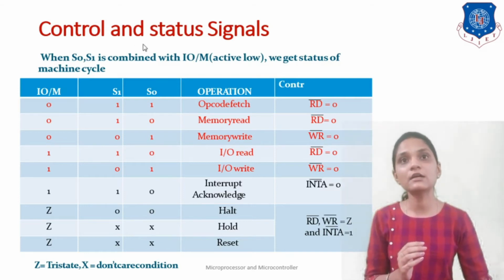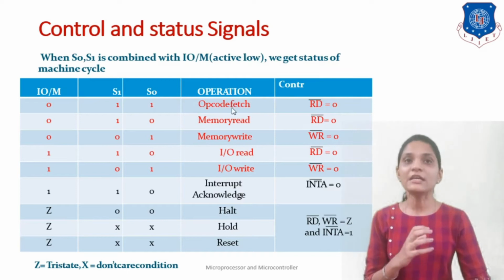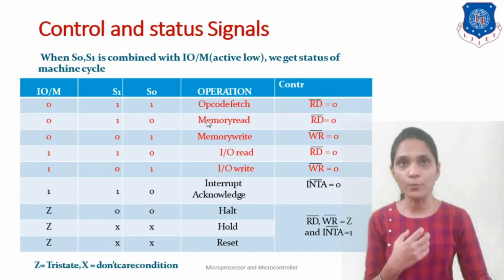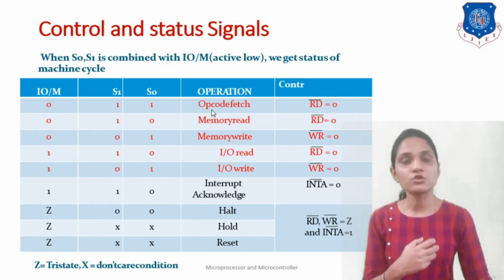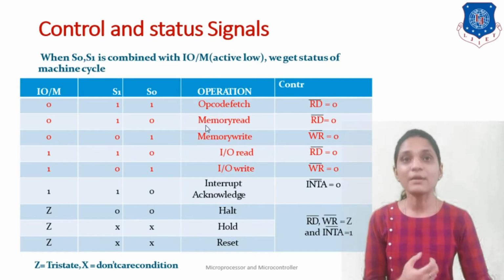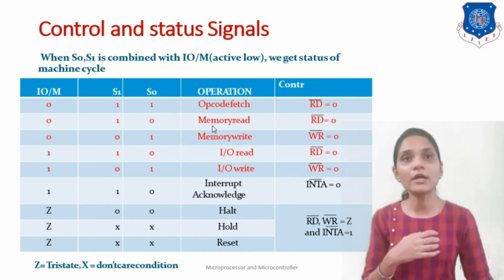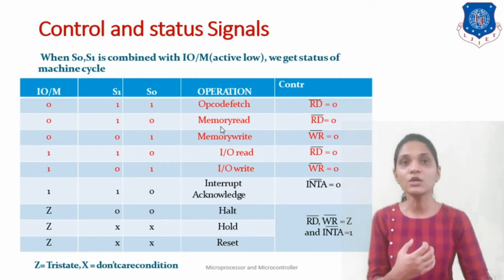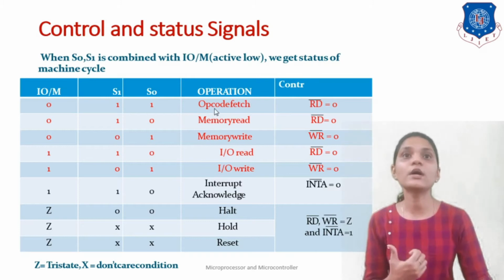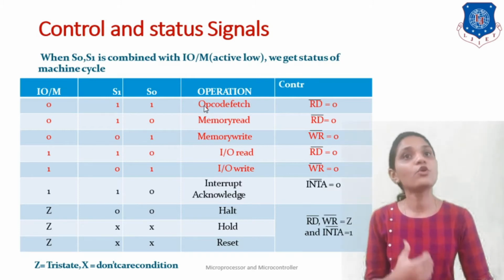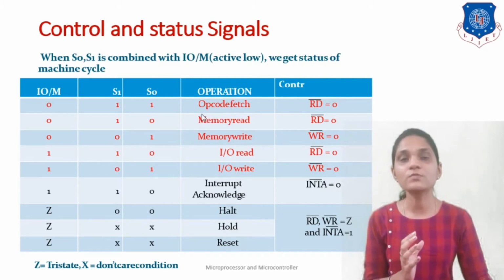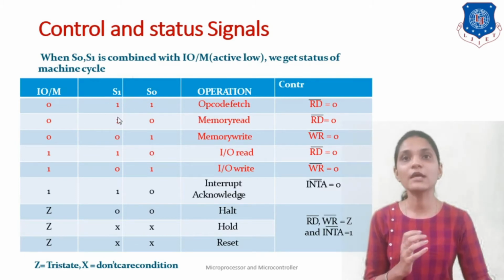Okay, here is another operation, that is opcode fetch, in which we are fetching the operation code, that is your opcode. In this also we are reading some content from the memory, but in memory read you don't require to decode that data, because whenever you are reading some data, you don't require to decode it, but for opcode fetch you have to decode that opcode. So there is some difference between the opcode fetch and memory read, and that is indicated by this status signal.